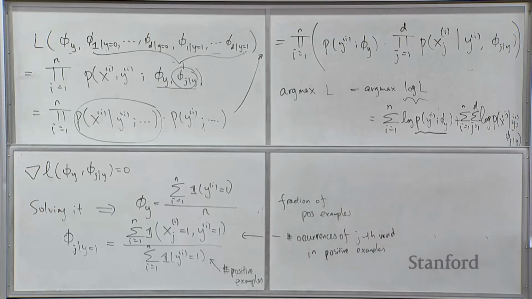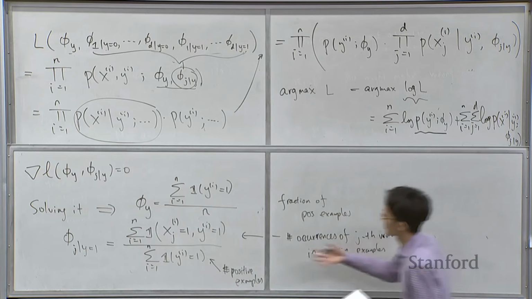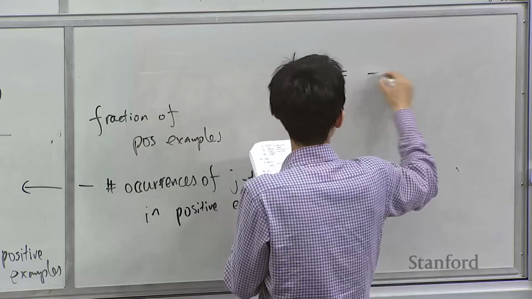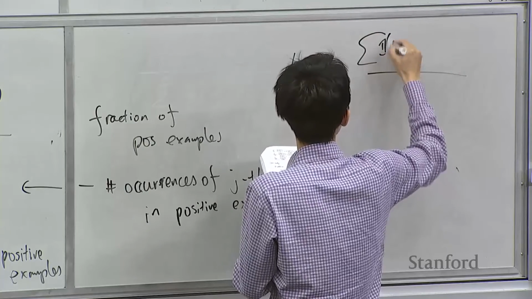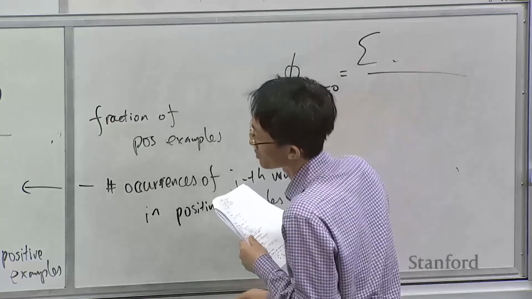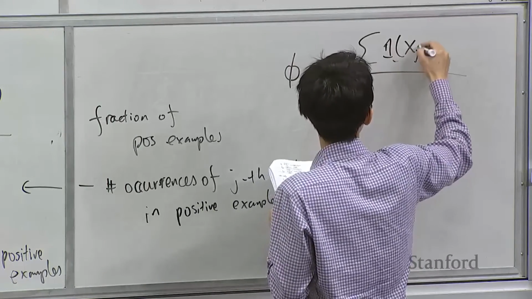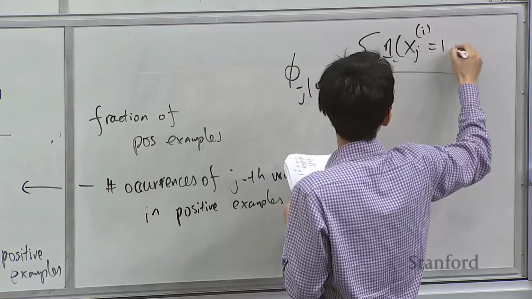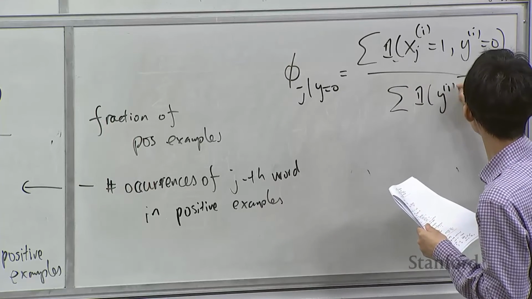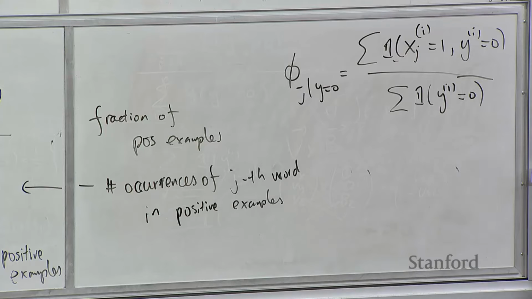And for the negative examples it's the same. It's kind of symmetric. So phi of j given y is 0 is equal to something like... I guess you can guess what it is, right? Basically, you just change the value of y to 0. Any questions?